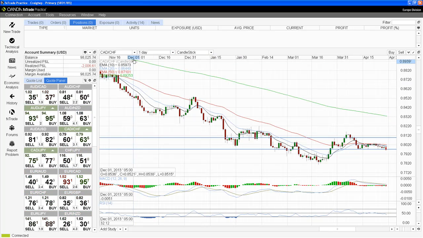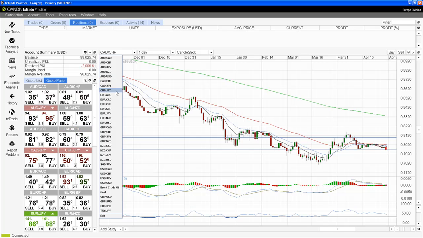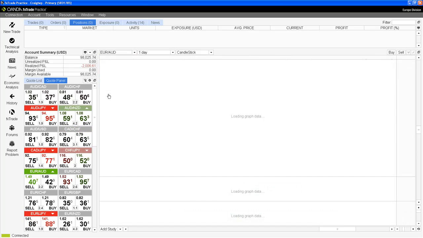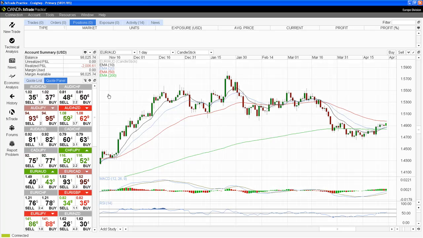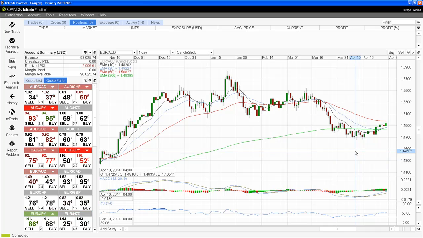The next one I want to go and have a look at on the list is Euro Aussie. When it comes up, here it is, Euro Aussie here. Now if I come up, I'm going to focus on the daily here.